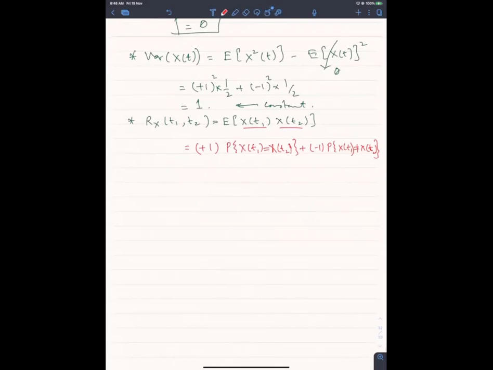So this is equal to, in fact, if we realize that this probability X(t1) is equal to X(t2), what is this? This is telling you that between t1 and t2 there have been an even number of flips, an even number of flips between t1 and t2, which means that N(t2) minus N(t1) is even.